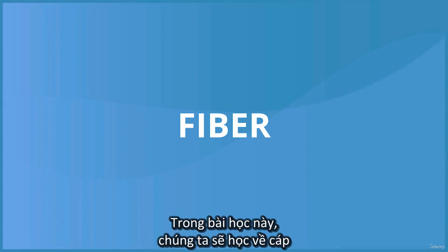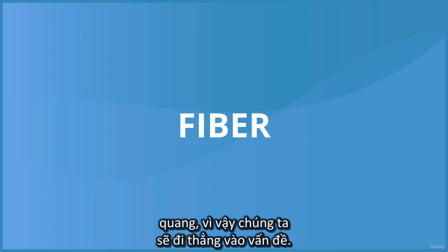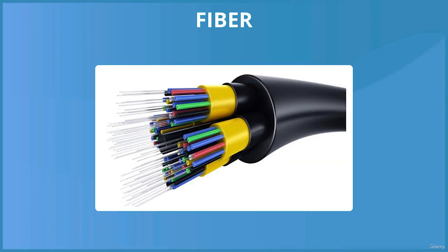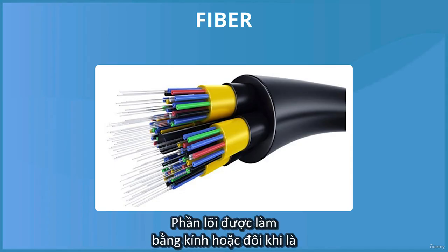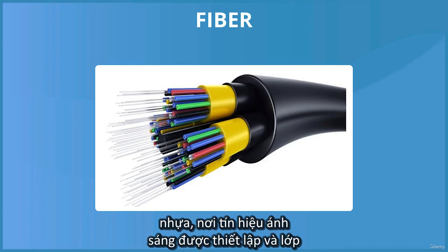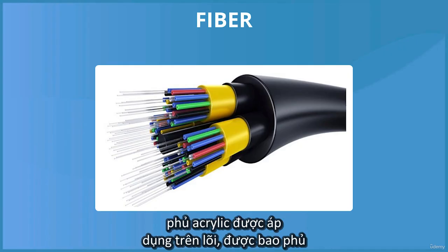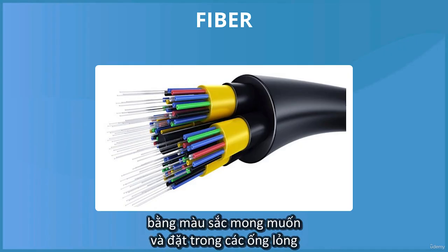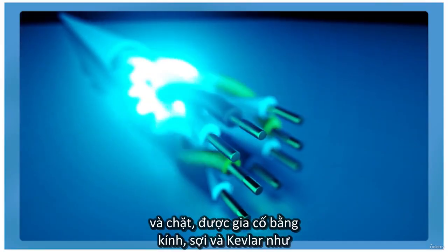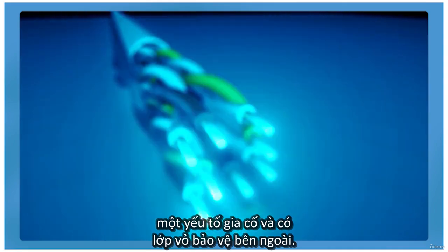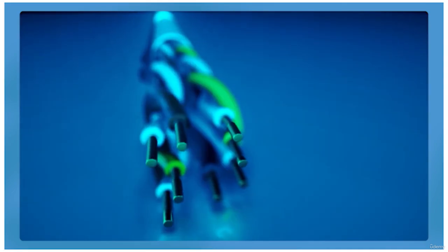In this lesson, we are going to learn about fiber optic cables, so we're going to get right to it. So, what are fiber optic cables? Fiber optic cables are a type of cable, right? But you got to get this, the core part is made of glass, or sometimes plastic, where the light signal is sent, and the acrylic coating applied on the core, covered in the desired colors, and placed in loose and tight tubes, reinforced with glass fiber and Kevlar as a strength element, and containing a protective outer sheath.